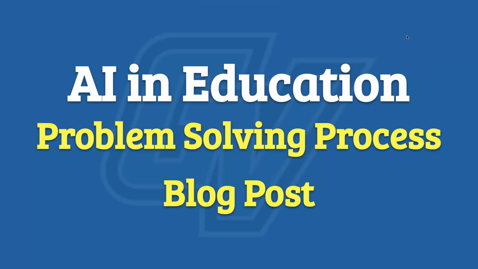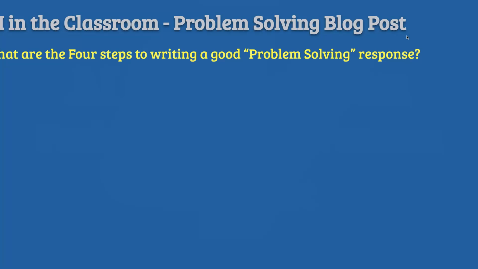For this particular assignment, we're going to talk about AI in education. And you're going to create a blog post using this problem-solving process that I am going to then score on a rubric provided by GVSU, and then we'll go from there. So, what are the 4 steps to writing a good problem-solving response?